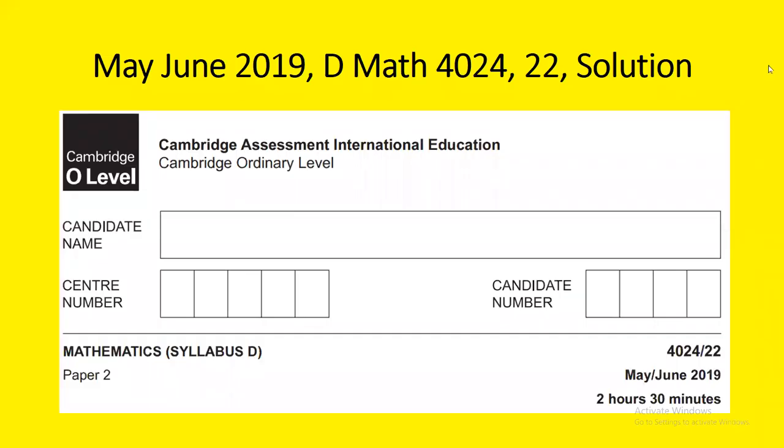Good morning, dear students. My name is Ferhan Mazher, and the subject we are studying today is Mathematics Syllabus D. This is Cambridge O-Levels Mathematics. We call it Mathematics D, Maths 4024.